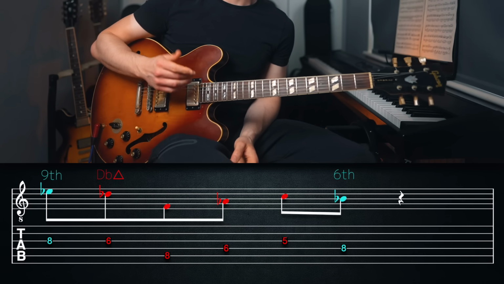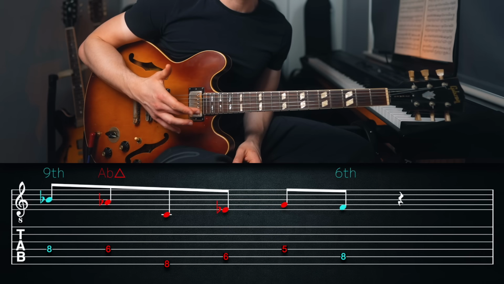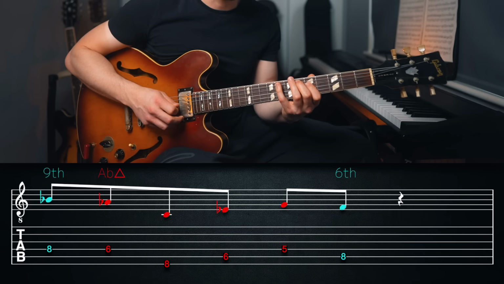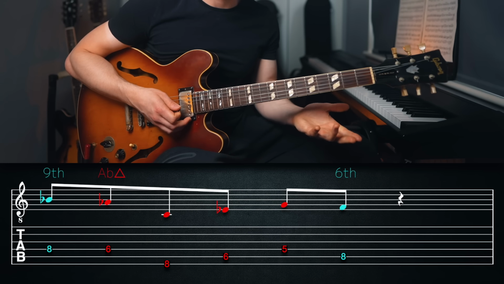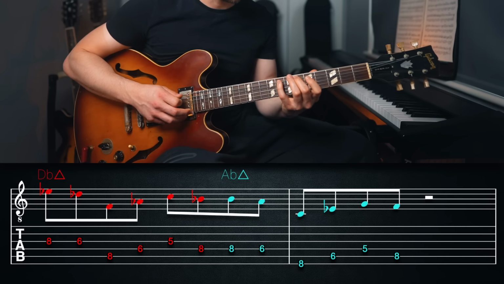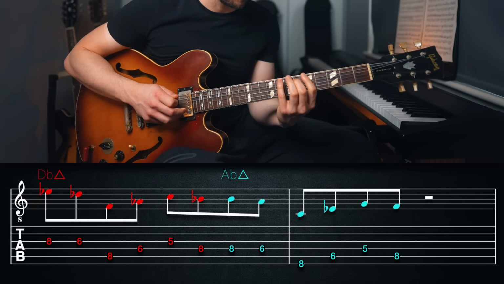Now the other one was Ionian, which is just A flat major. So we can play a pivoted A flat major arpeggio starting on its 9th and finishing on its 6th. We can play both phrases consecutively. What's cool about this actually is that the last note for the D flat major phrase is the same as the first note for the same phrase applied to A flat major.